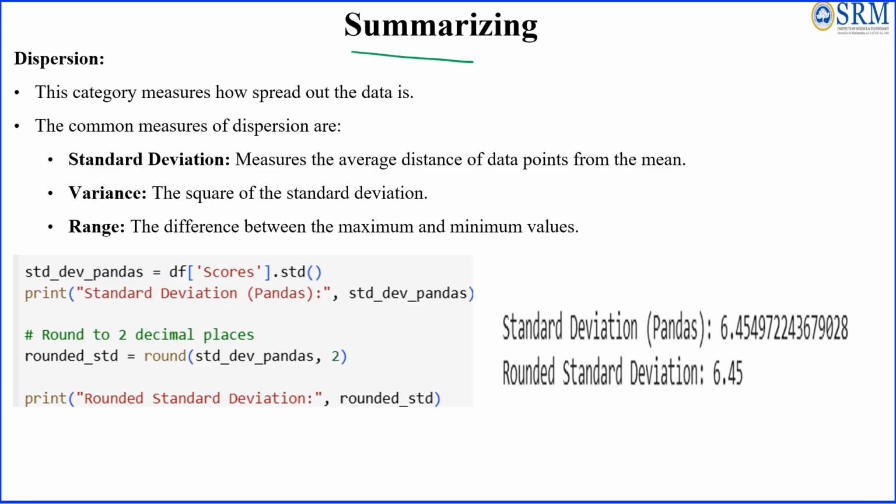The next summarizing is dispersion. In dispersion, we have standard deviation, variance, and range. So let's see standard deviation. Let's take one example. Let me take Amazon. I want to find out the sales from Amazon in India.